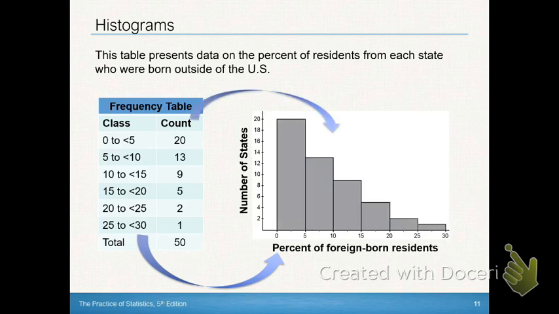Each of those counts turns into a bar. Notice they're touching in a histogram. Since they're going from 0 to 5 and then 5 to 10, the 5 is the same number, so the bars touch. Also notice that the 5 is strictly excluded for the 0 to 5, and then for the 5 to 10, the 5 is included. So if you had a state that had exactly 5% of people born outside of the United States, it would go in the next bin up. It would go in the 5 to 10 bin rather than the 0 to 5 bin.